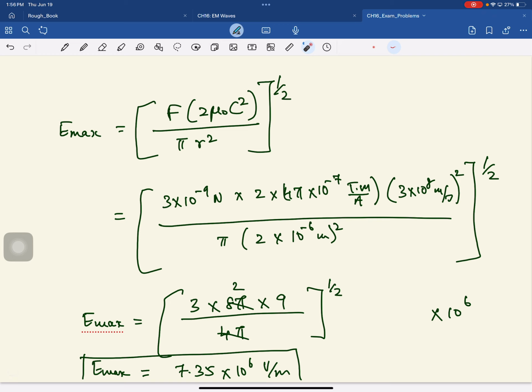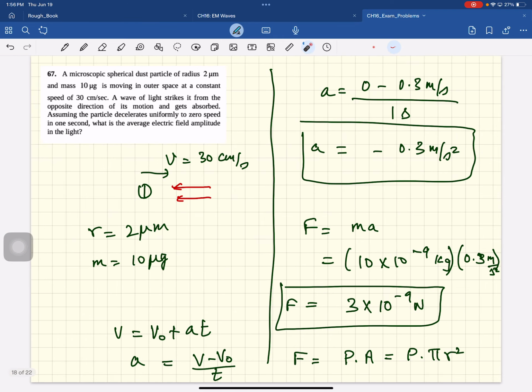So to stop that particle, you have to be a lot closer to the sun. Because near the Earth, the electric field strength is 7.34 times 10 to the 6 volts per meter.